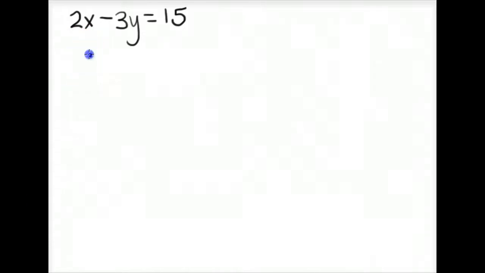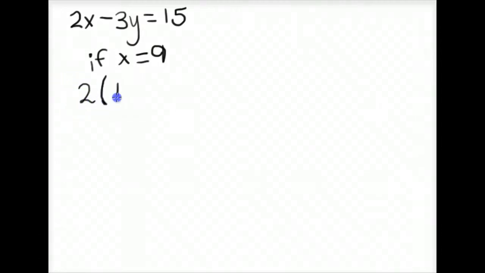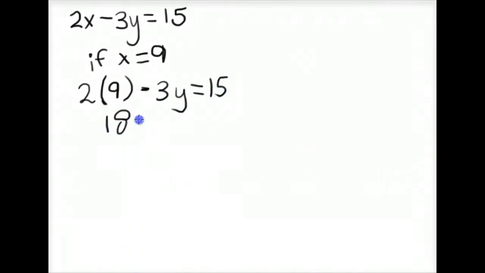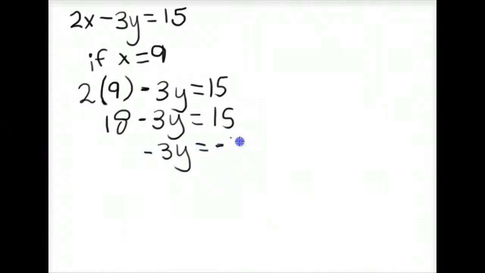So for instance, if x is equal to 9, then we would substitute in 9 for x and solve for y. So we would first start with 2 times 9 minus 3y equals 15. Then we would have 18 minus 3y equals 15. Moving the 18 over, we'd be left with negative 3y equals negative 3. And then y would equal 1.